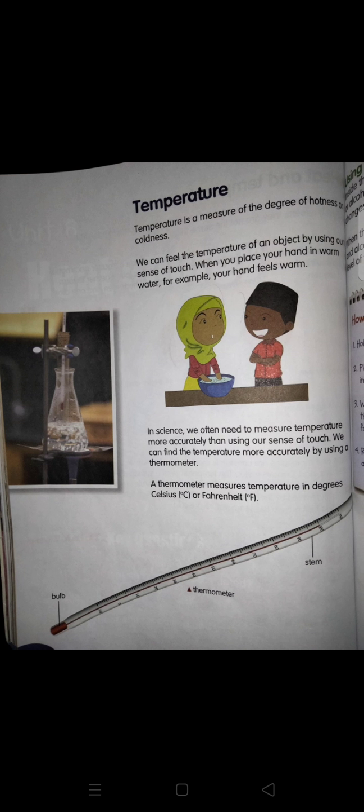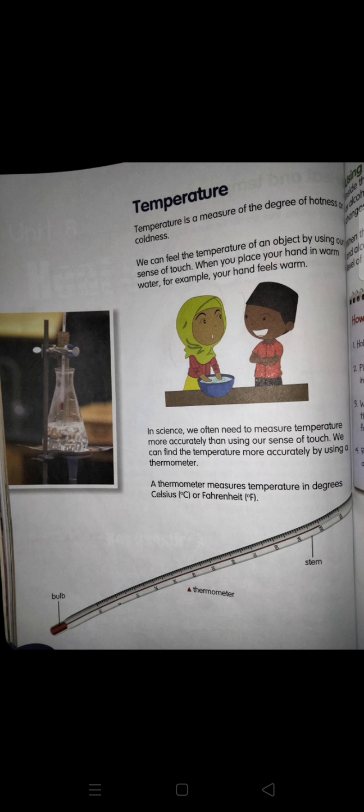The next topic is temperature. Temperature is a measure of the degree of hotness or coldness. So we can feel the temperature of an object by using our sense of touch, right? When you place your hand in warm water, for example, your hand feels warm, and when you place your hand on ice, you feel your hand cool, right? So you can use your sense of touch to feel the temperature of an object.